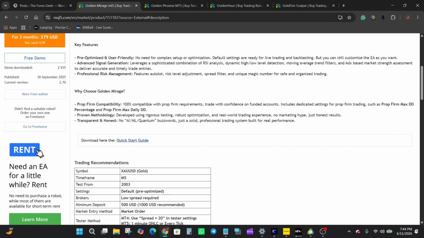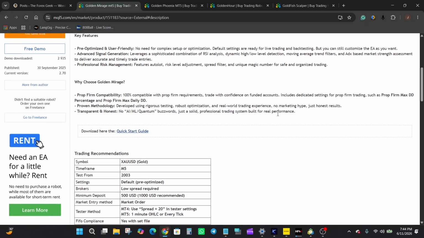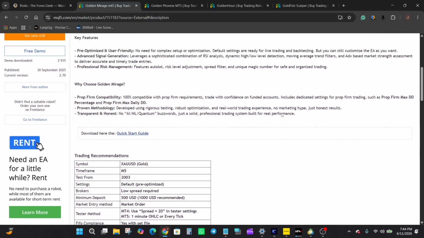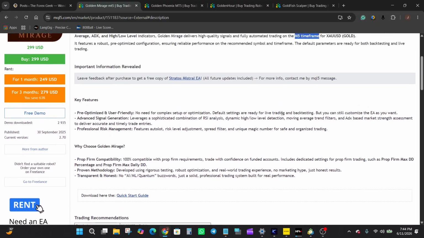So as we go through the features section, the EA includes multiple layers of signal filtering. ADX market strength assessment and high-low level detection is designed to help identify potential trade opportunities while filtering out weaker market conditions. Risk management is another major focus here.